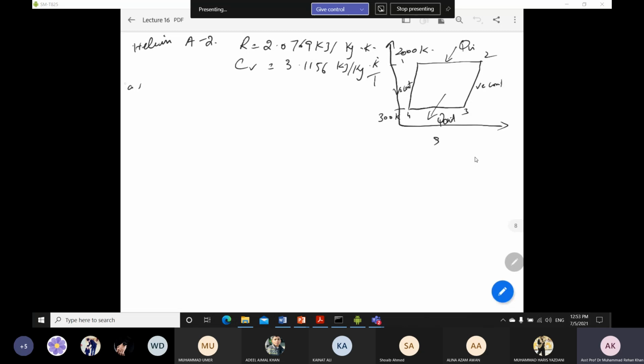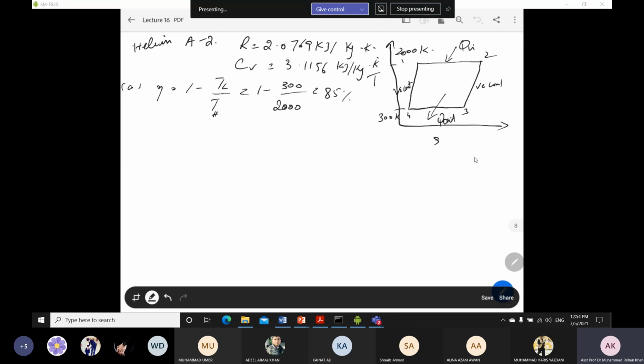Okay, so in part A, simply we have to find the thermal efficiency. If we know the highest temperature and the lowest temperature, you can simply use the TL and TH, and by plugging in all the values, you can easily find the thermal efficiency. That turns out to be 85%. So this is part A.